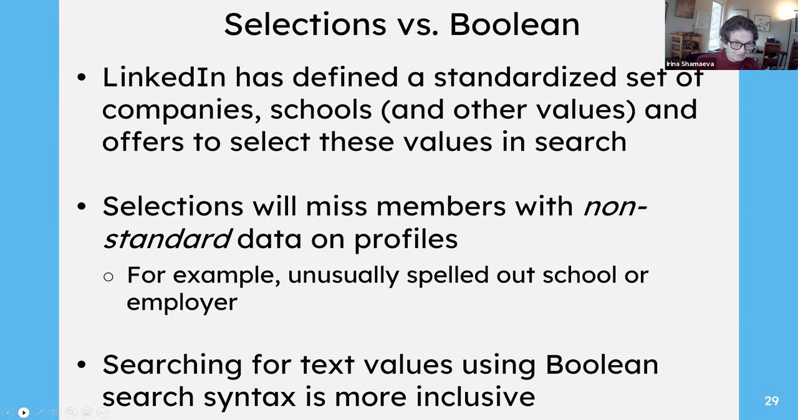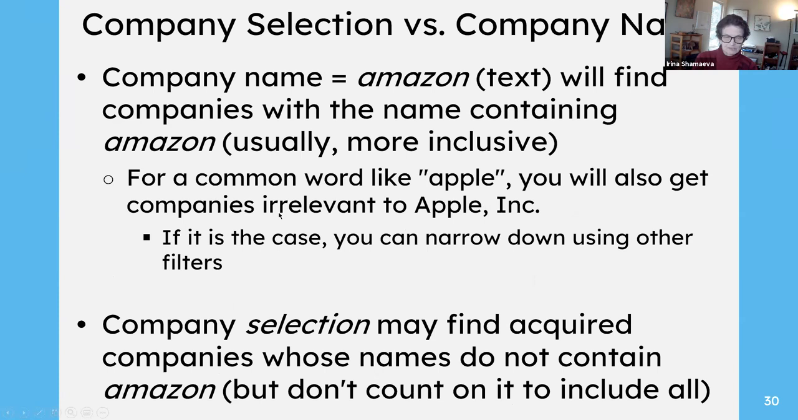Company selection versus company name, it's very different. So if I put company name Amazon, obviously it will find companies with the name containing Amazon. Imagine that it related to Amazon, more inclusive. If I'm searching for Apple, for the company Apple, I will be finding irrelevant companies, but as I narrow down the search, maybe with other parameters, I will find the right results.